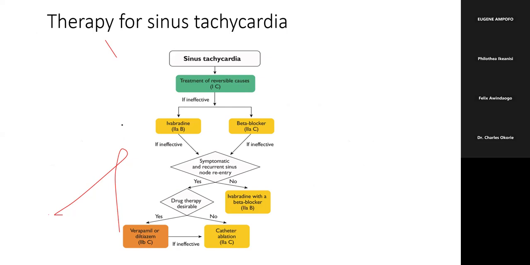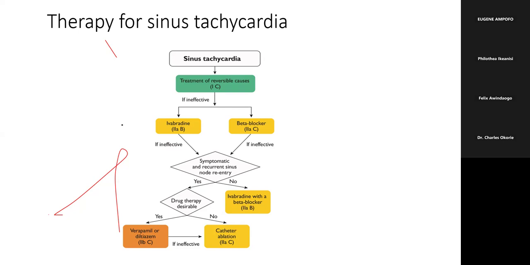Then, if that is ineffective, we can now go to beta blockers, ivabradine. Then, if the tachycardia is still symptomatic and recurrent, and drug therapy is still desirable, we go down to verapamil or diltiazem, that is the non-dihydropyridine calcium channel blockers. But if drug therapy is not desirable, we can go to use catheter ablation. This is a class 2A recommendation.